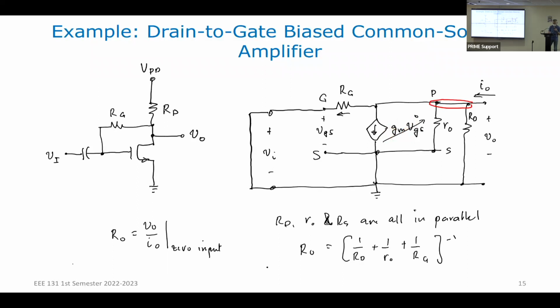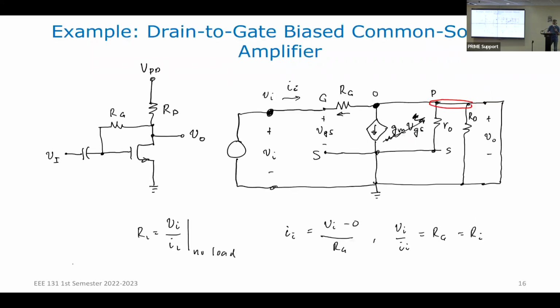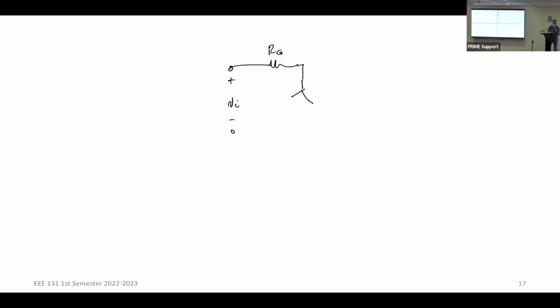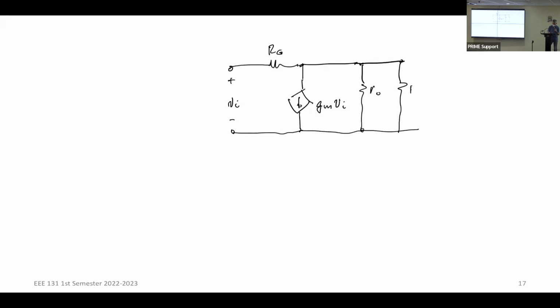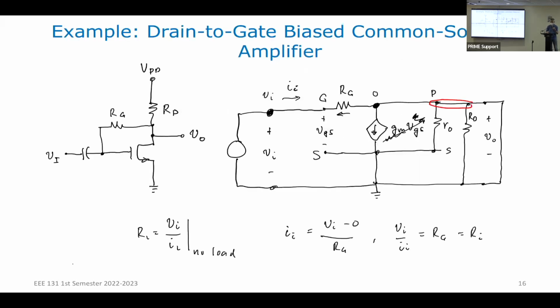Right? So sige, let's try doing it. We'll redraw it again. So this is V's of I, R's of G, this is GM V's of I. Simplify ko na lang. This is R's of O, and then this is R's of D. And then this is V's of O. Pareho lang yan, that's the same.